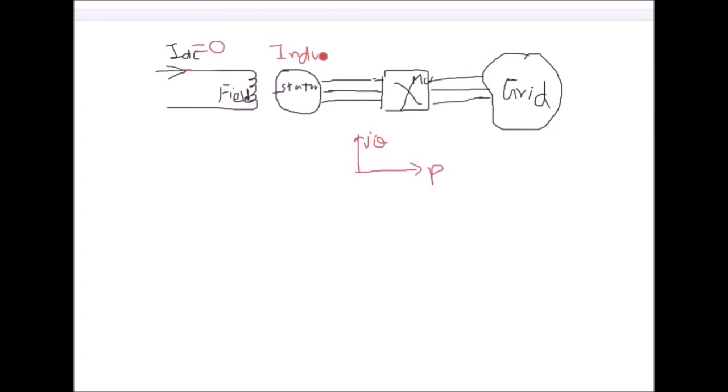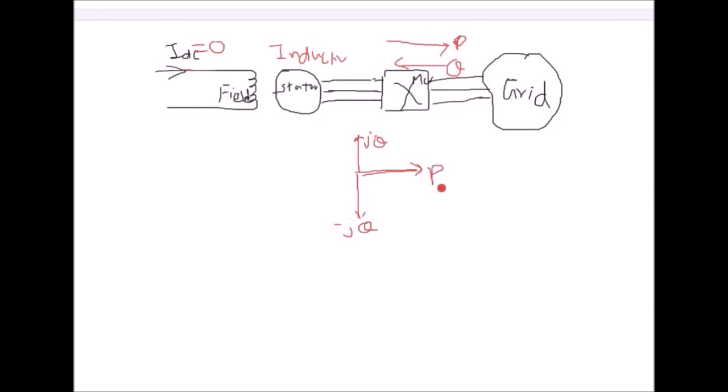The alternator runs as an induction generator, and due to this it feeds active power to the grid but draws the reactive power required for the operation of an induction generator. The induction generator draws reactive power from the grid. So active power is fed into the grid, but this induction generator draws reactive power from the grid. What happens due to this?